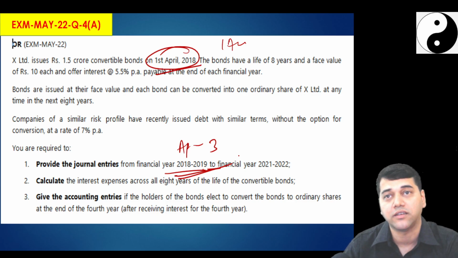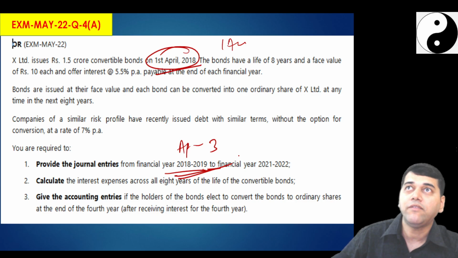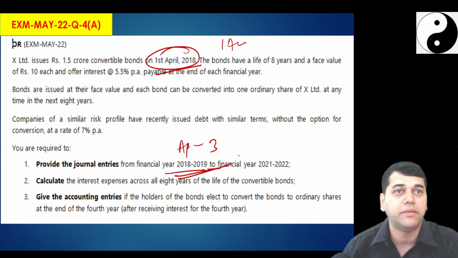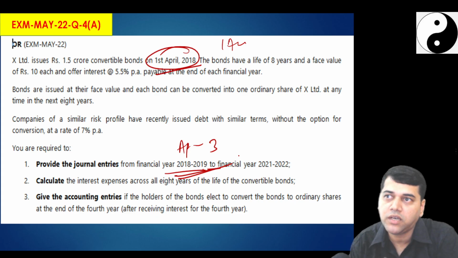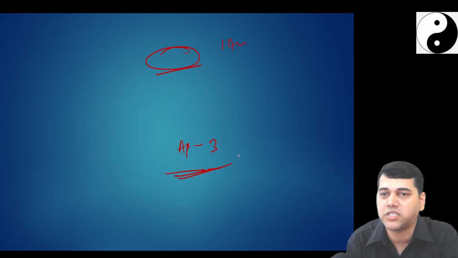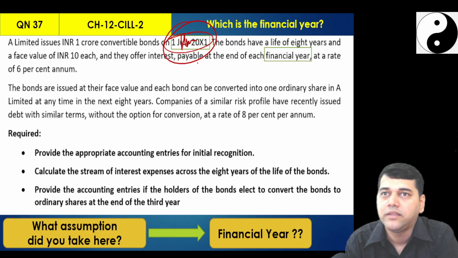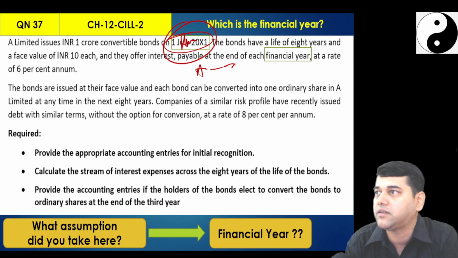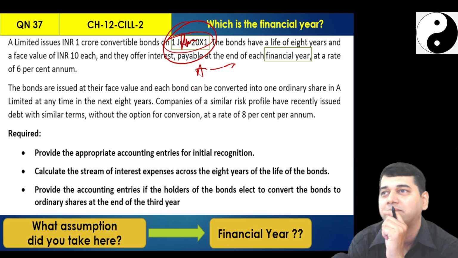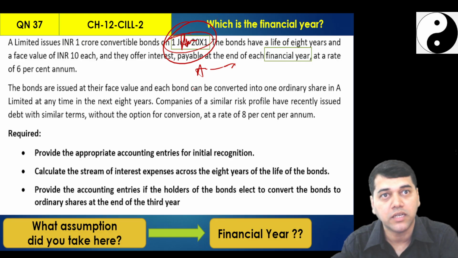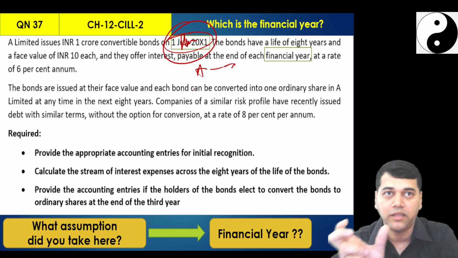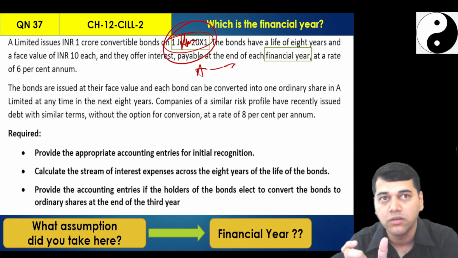Then 18-19, which financial year? Then you say, sir, I will take the assumption taken by ICAI in the study material. Go to the study material. What assumption did they take there? They took April to March. Here, if they would have made it April, their assumption would be April to March is the financial year. Here, what will you do in the exam? How do you address it? April to March only.